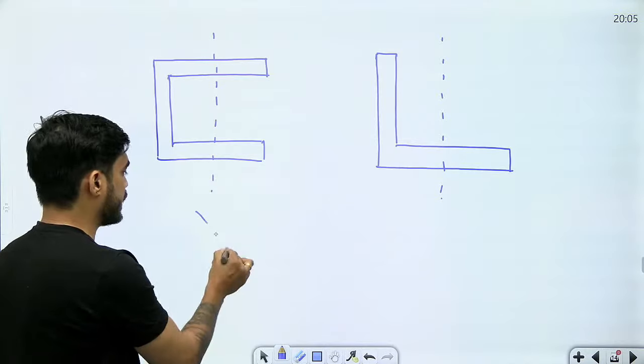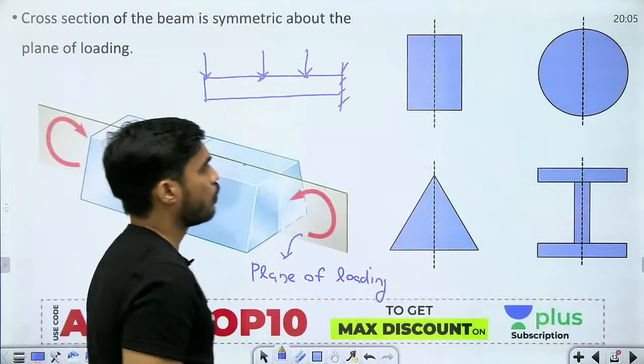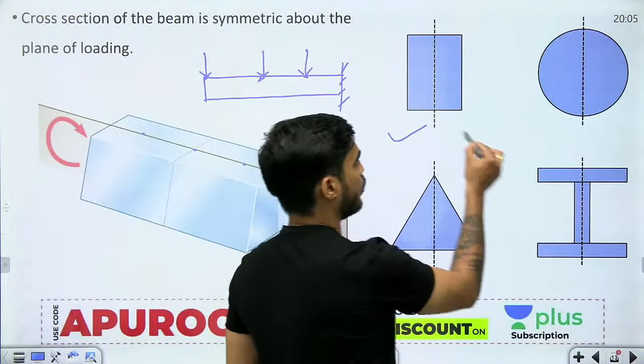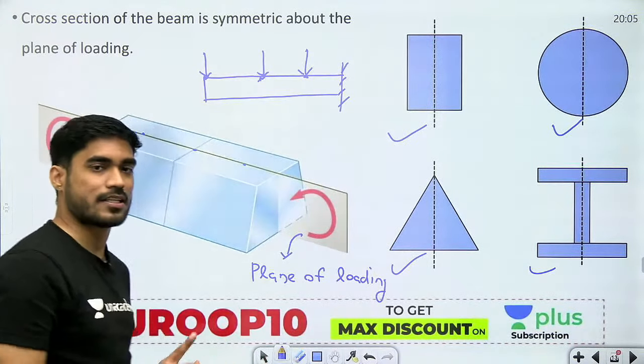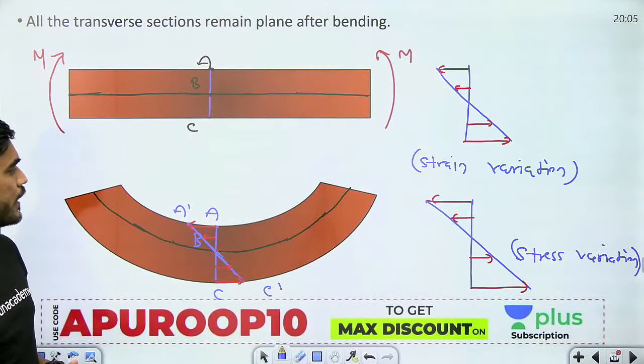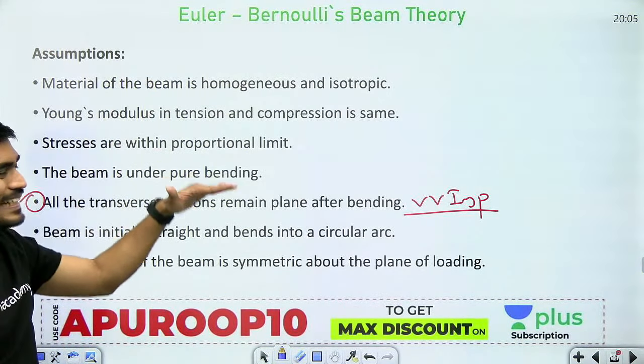So you will never see this, you will only see these sections. Okay, so beta, this assumption is also very important. Do you understand the meaning of all these assumptions?